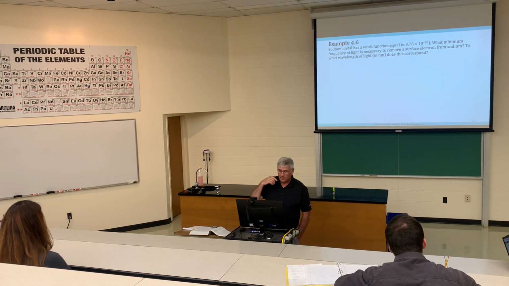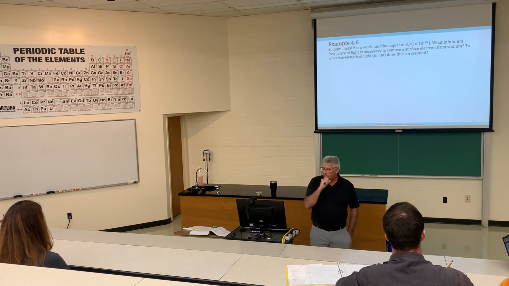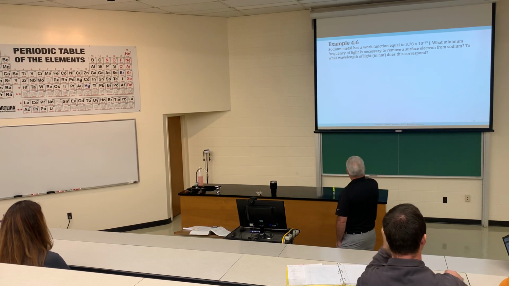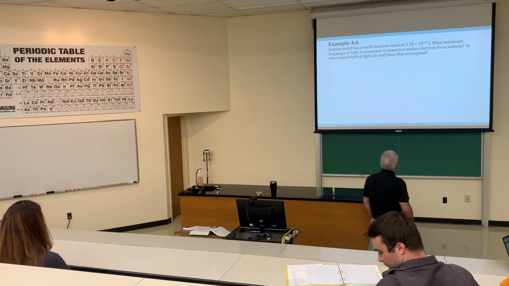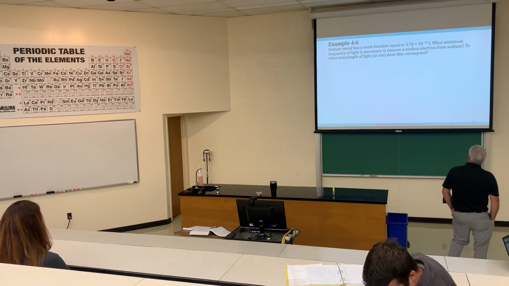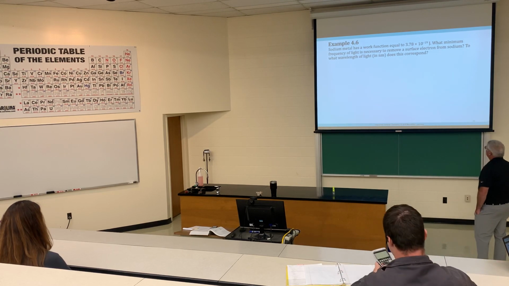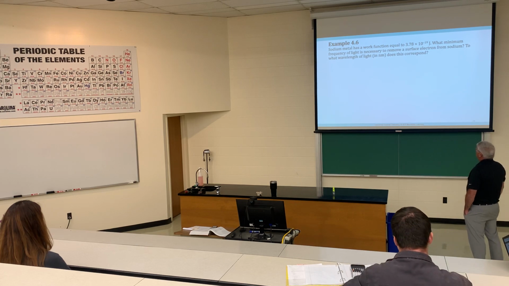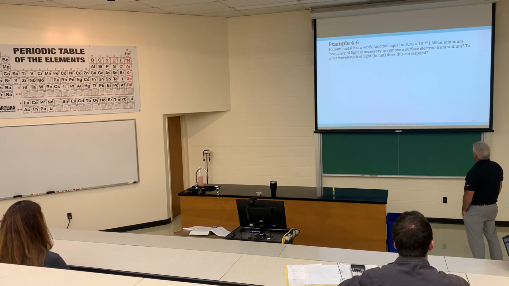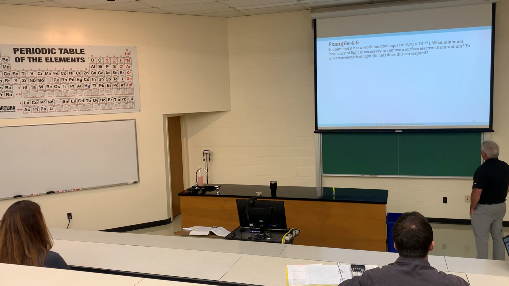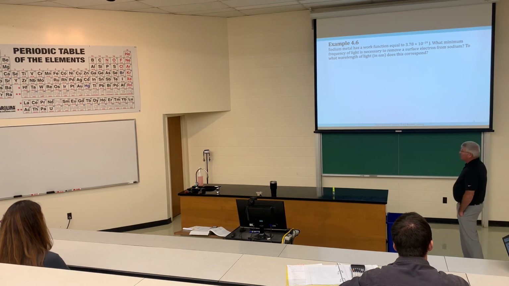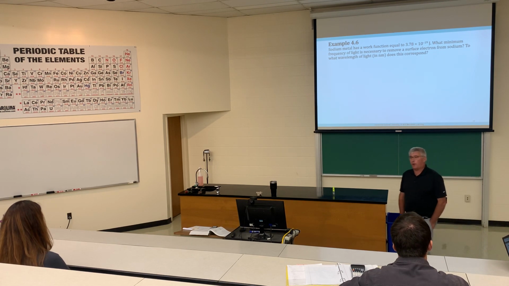Your book has you work one from this direction, which is: sodium metal has a work function equal to 3.78 times 10 to the negative 19 joules. What is the minimum frequency of light necessary to remove the surface electron? To what wavelength of light does this correspond? So we have a two-part question.